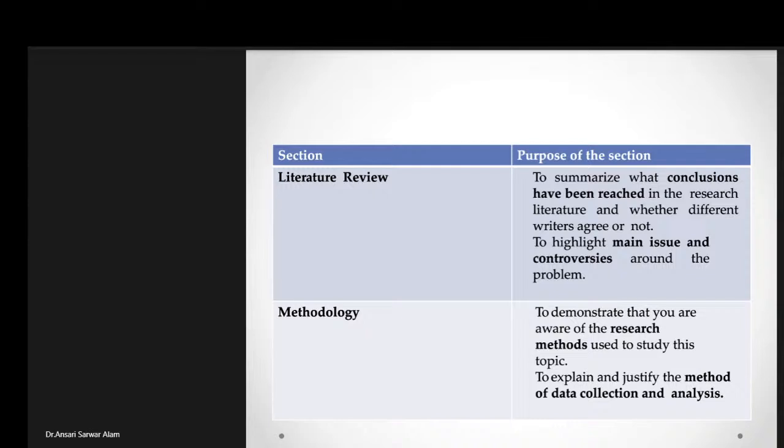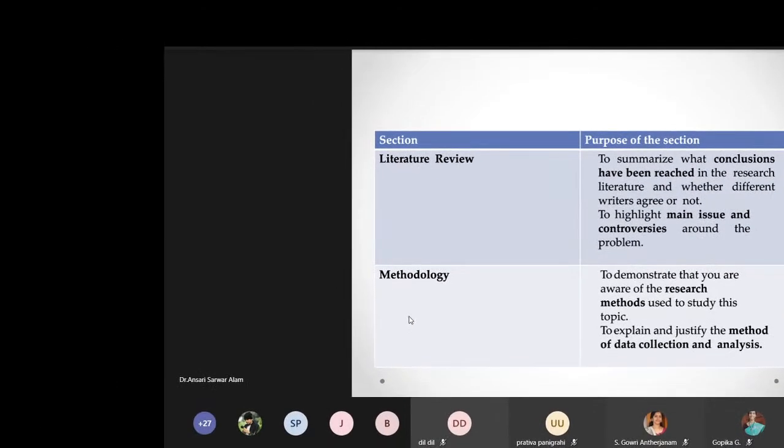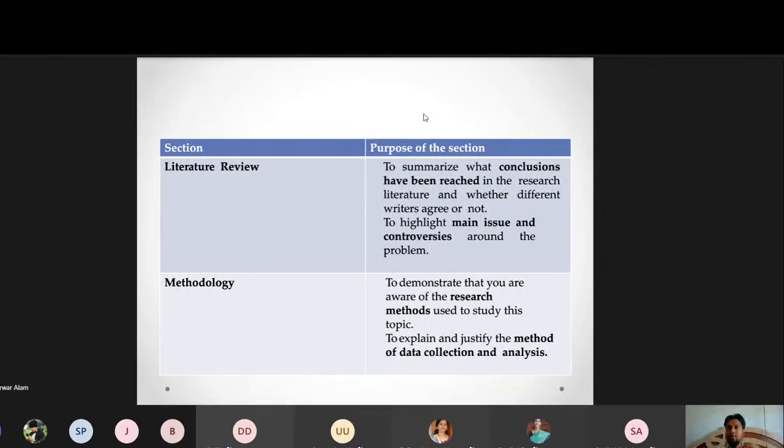Then the methodology part. Methodology basically is the backbone of your research work, as our backbone plays a very vital role in our body. Similarly, the research methodology part plays a very vital role in the research article. You are supposed to demonstrate that the methods which you have used are relevant, and explain and justify the method which you have chosen. It is not like you will choose any research method on the basis of your likeness, on the basis of your interest.